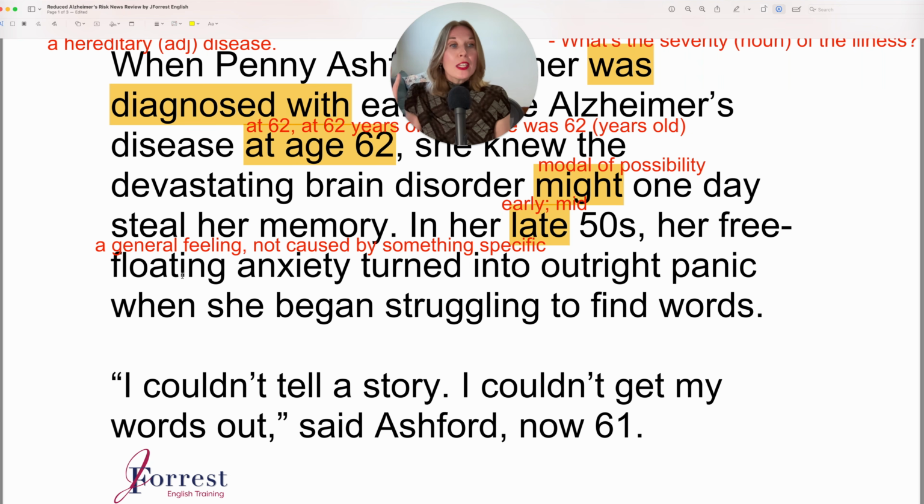So her free-floating anxiety turned into, this is the phrasal verb form of became, outright panic. So outright represents full, complete. So complete panic, full panic. And panic is a very intense feeling, more intense than anxiety. And then this is the cause, when she began struggling to find words.